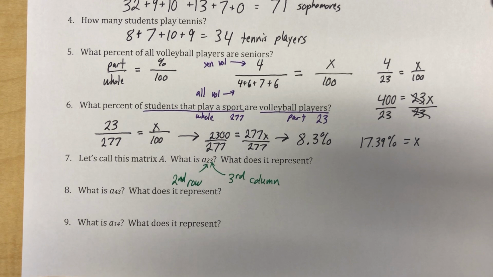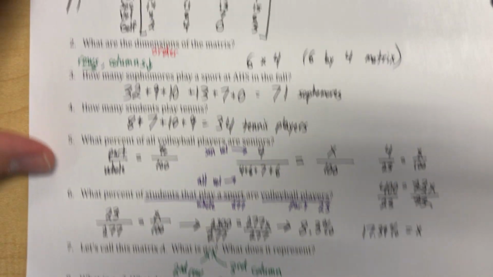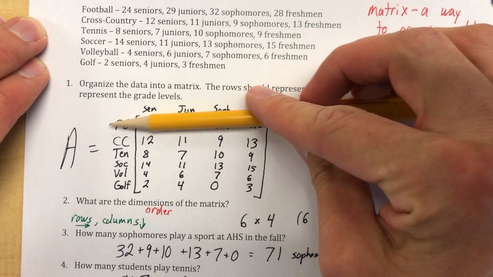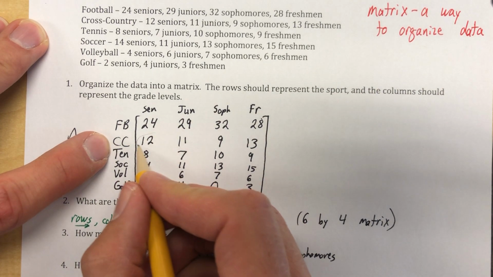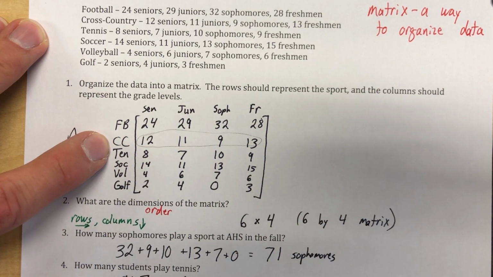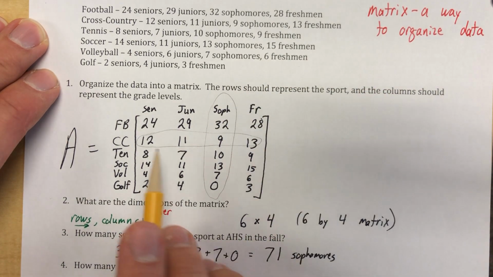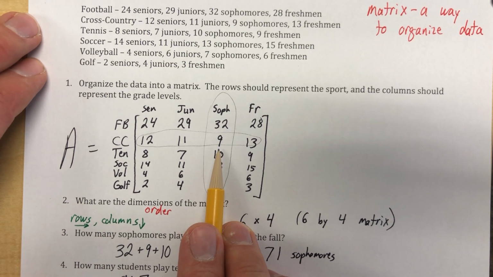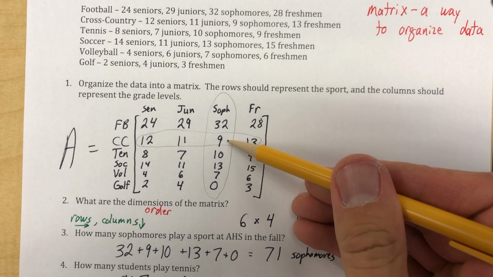So let me grab a pencil because this is really handy to do it this way. I need the second row, third column. All right, here is my first row, which was football. Second row, which is cross country. So here's my second row. I'm going to do this very lightly. Here's my second row and my third column. First, second, third column. 9. So number 7 is asking me to identify what's right here, and it's 9.